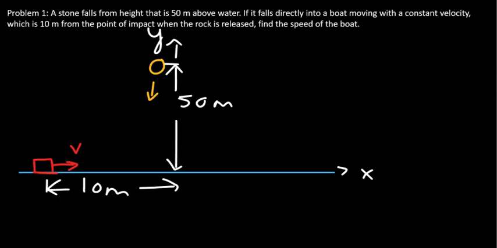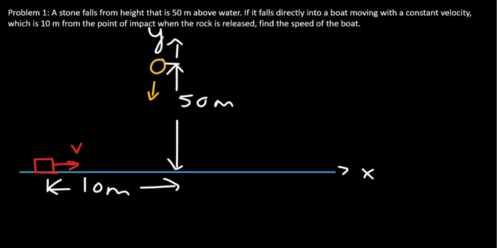Problem 1 of kinematics. This involves two objects, a stone that falls vertically downward and a boat that goes horizontally to the right. So a stone falls from a height of 50 meters above the water. So this is the water surface. If it falls directly into a boat moving with constant velocity, v, let's say, which is 10 meters from the point of impact, find the speed of the boat.